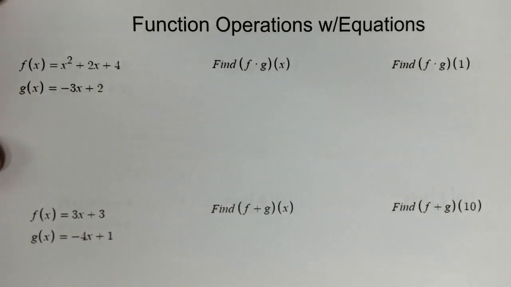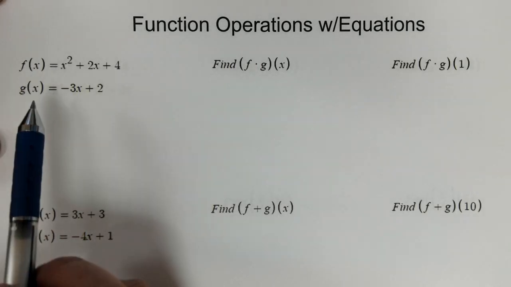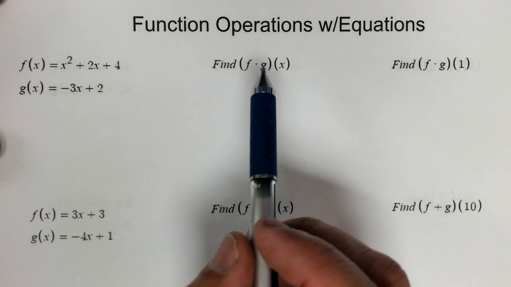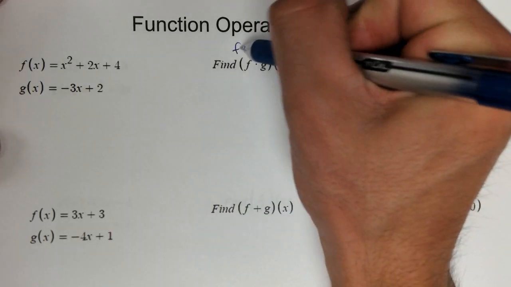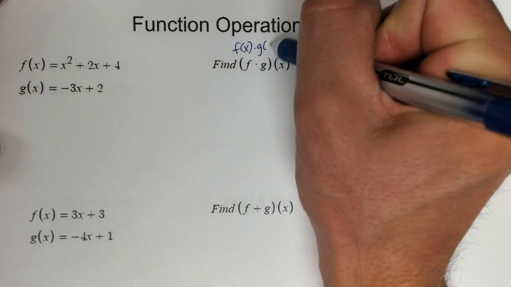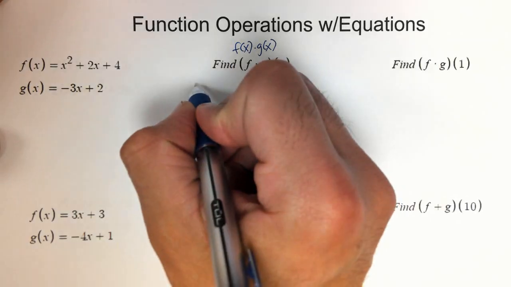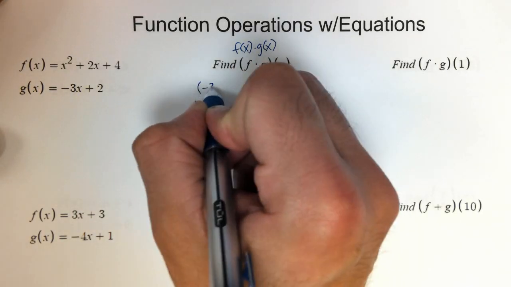As you can see here, we have two functions. We have f of x and g of x. And in this scenario, I want to know what happens when I multiply them together. What do we get when we multiply f of x times g of x? Right? This is the notation that we're using. I'm going to multiply these two functions by using the FOIL method.